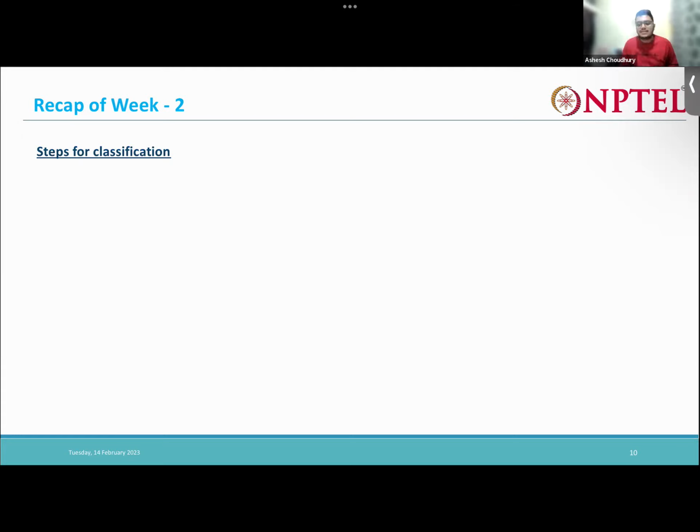Now, the main thing: how are you going to classify the soil? So let us see stepwise how you are going to classify the soil. The first step is we need to obtain the grain size distribution graph. We learned how to obtain the grain size distribution in the first week. So the first task is to obtain the grain size distribution curve from the sieve analysis.